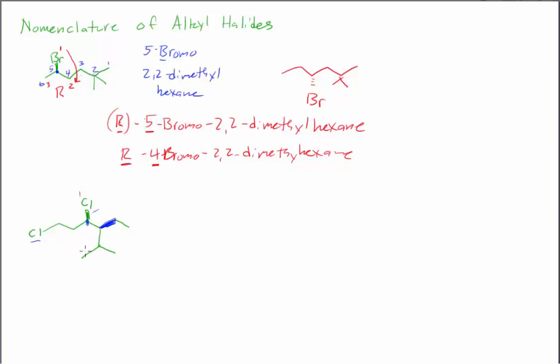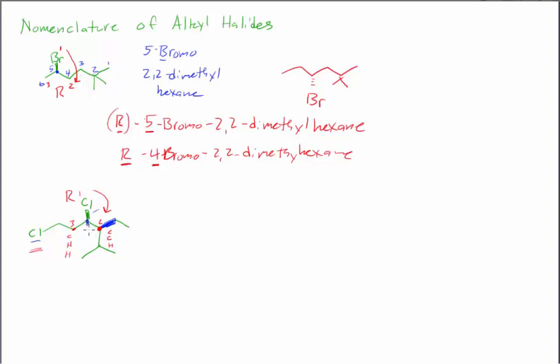So I have a 1 there, and then I have a carbon connected to a carbon and 2 H's. And right here I have a carbon connected to 2 carbons and an H. So that's higher priority, even though there's a chlorine further on down the chain. It doesn't matter right now. So there's my priorities here. So this is R.